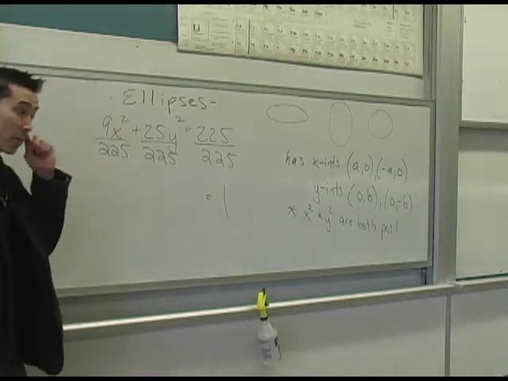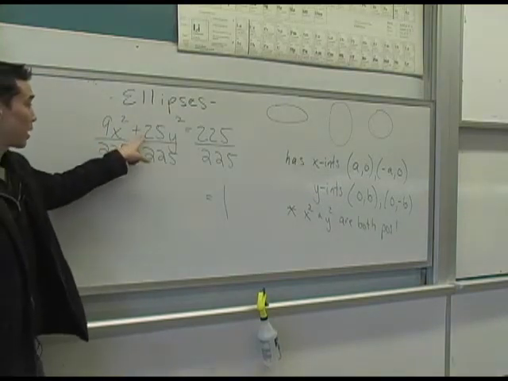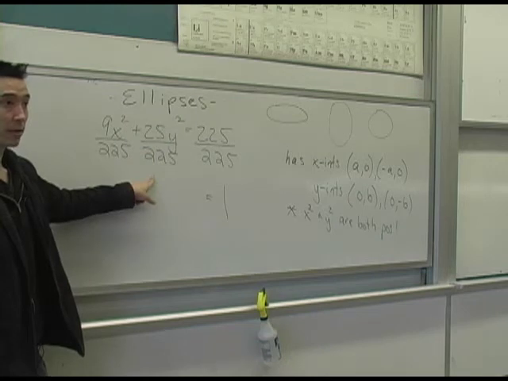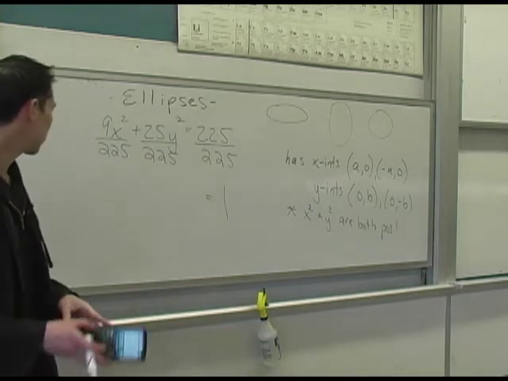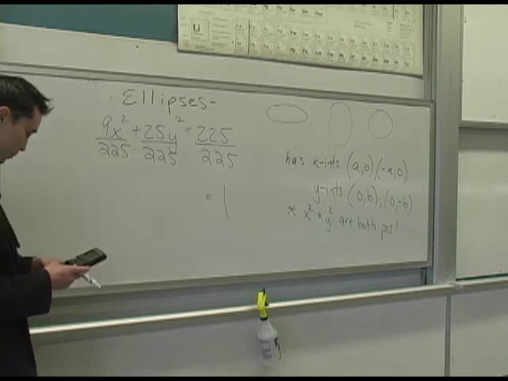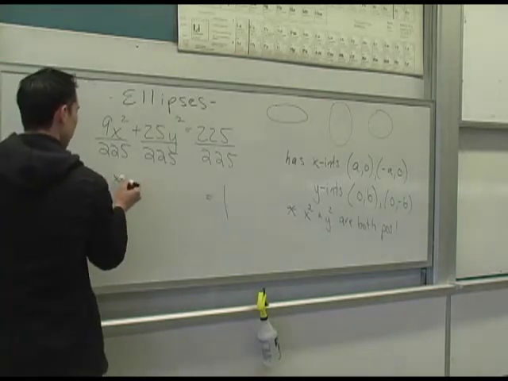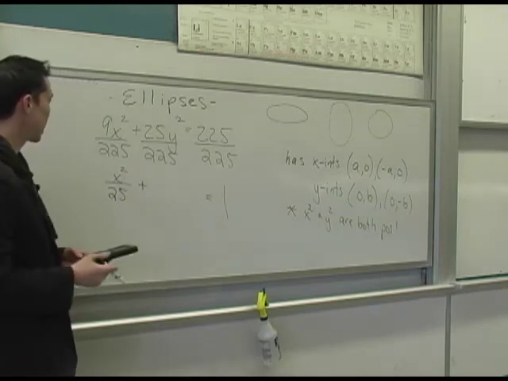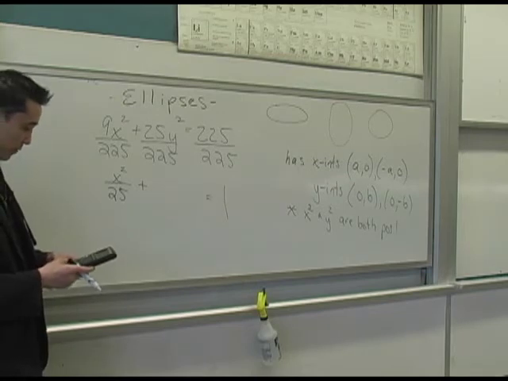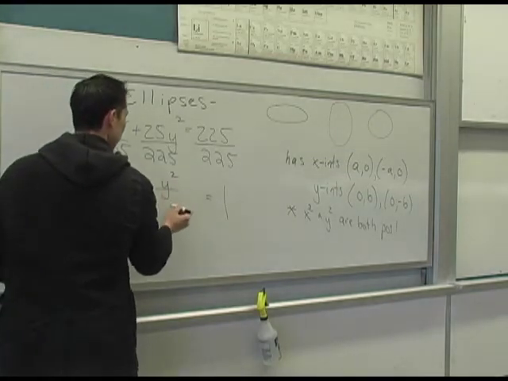Now I need you guys to help me out. We're going to have to see how many times 9 goes into 225 and how many times 25 goes into 225. Okay? So go ahead and do that. You can break out a calculator. 9 into 225, how many times? 25 times. So you're going to get x squared over 25 for that first term. How many times does 25 go into 225? 9. Great. So y squared over 9.